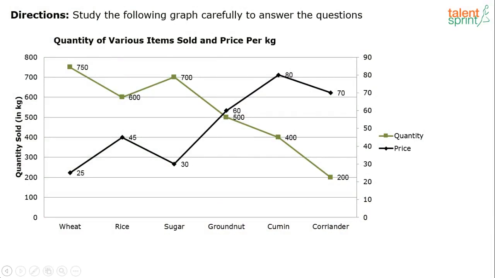Here we go. Try and understand the data first, and then we will look at the questions. It talks about quantity of various items sold and price per kg. Various items have been listed here: wheat, rice, sugar, groundnut, cumin and coriander. The green line indicates the quantity, and the black line indicates the price. If you look at wheat, the quantity of wheat sold was 750 kgs. All these are given in kgs. And the price of wheat is 25 rupees per kg. Very simple data.